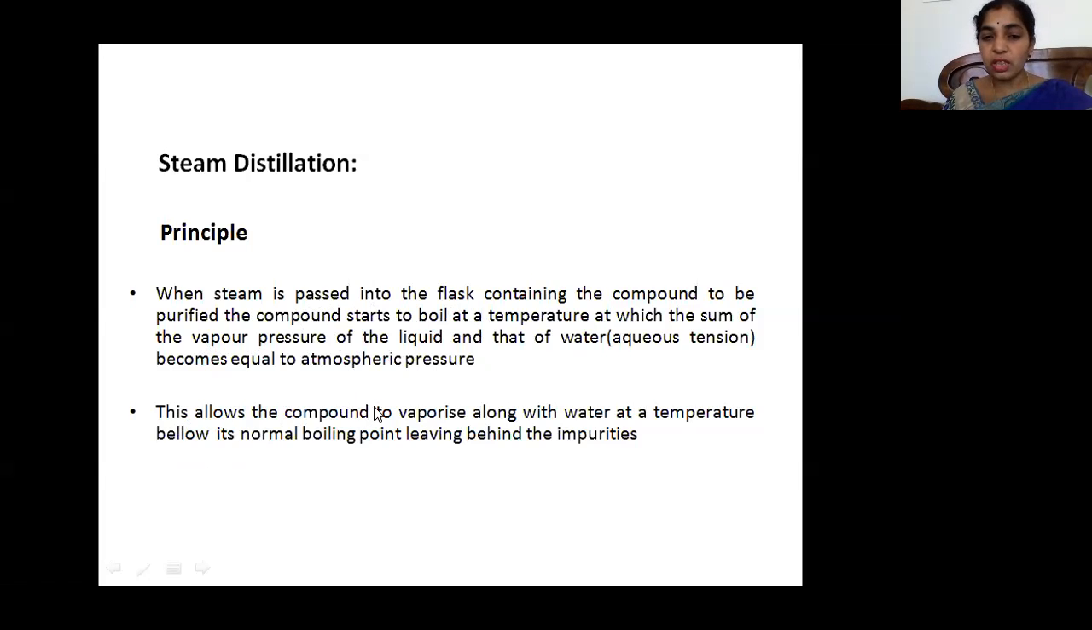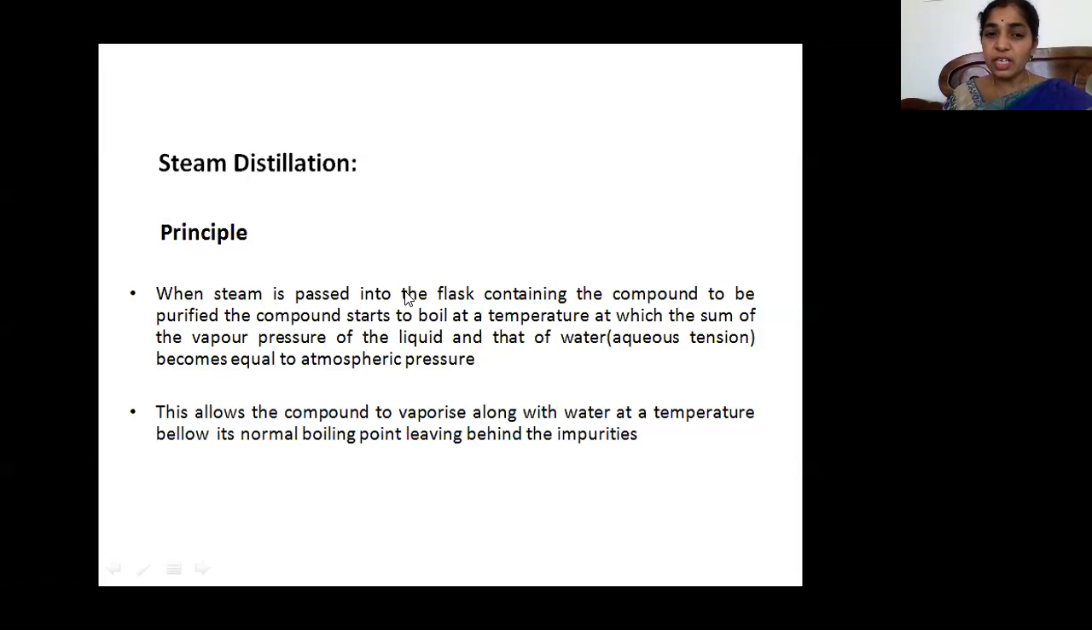So this allows the compound to vaporize along with the water at a temperature below its normal boiling point, leaving behind the impurities. So please remember, in steam distillation, when we start boiling under steam, that is, by passing steam through the liquid, the liquid starts boiling very much below its boiling point. When it starts boiling very much below its boiling point, as a result, the compound present in your solvent will not undergo degradation. That you should remember.